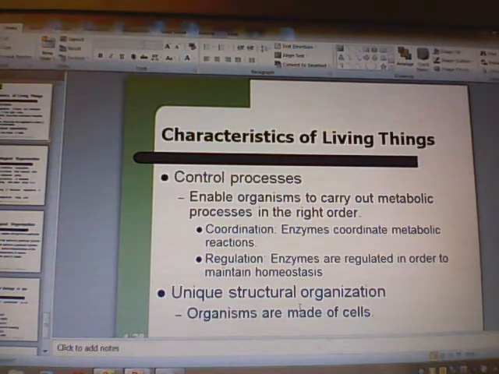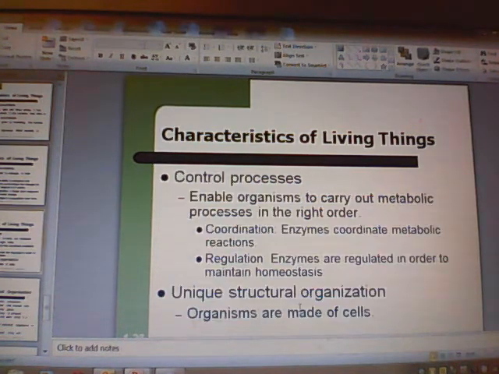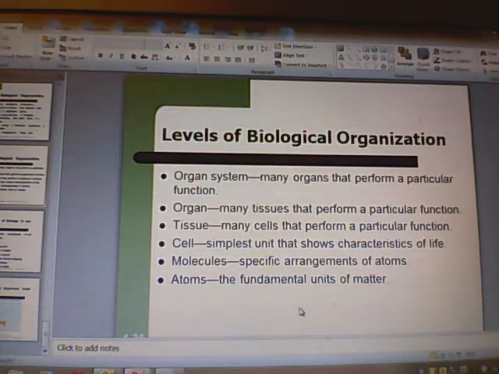And if you're asked a question and asked is it living, you should be able to say, well, hey, does it have control? Does it have cells? Is it responsive? Does it have metabolic process? Does it have a generative process, meaning it grows? And if it does, then it's living. If it doesn't, then it's not.